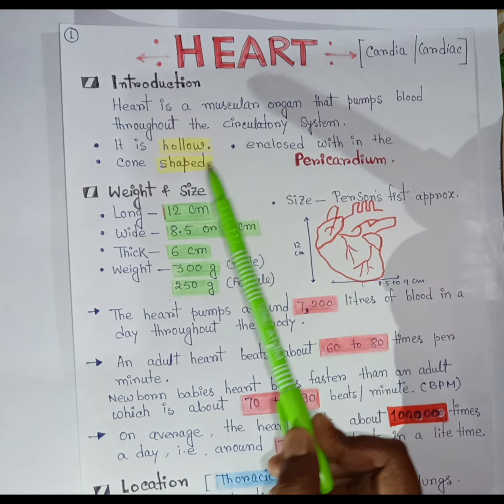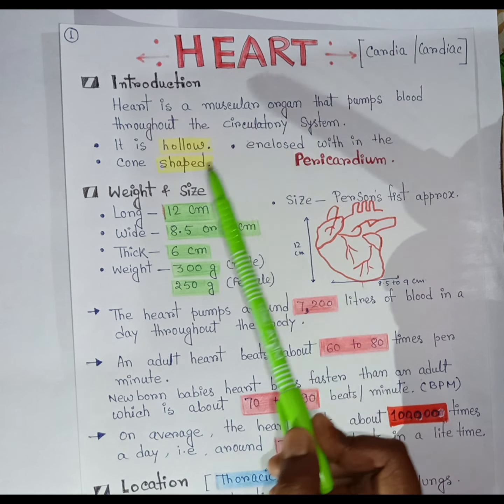Size of a human heart generally depends on the age of a person, but we can say it is the size of a human fist. If I close my fist, it is the size of my heart. Heart is 12 cm long, 8.5 to 9 cm wide, 6 cm thick, weight 300 gram in male and 250 gram in female. The heart pumps around 7,200 liters of blood in a day throughout the body.